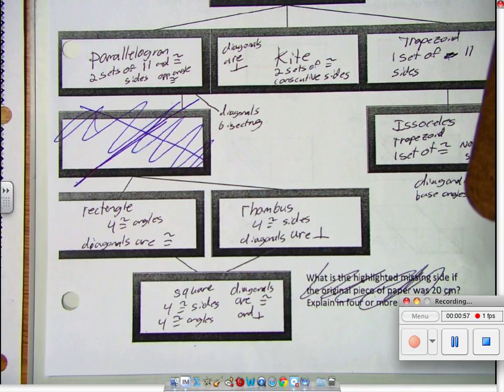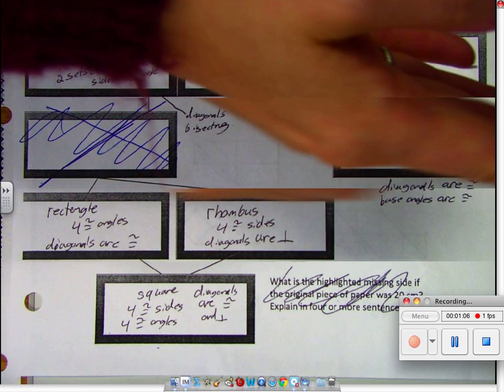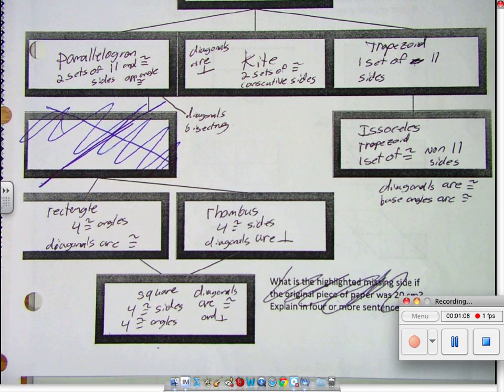A kite has two sets of congruent consecutive sides. The diagonals are perpendicular. A trapezoid has one set of parallel sides. An isosceles trapezoid has one set of congruent non-parallel sides. Diagonals are congruent and base angles are congruent.